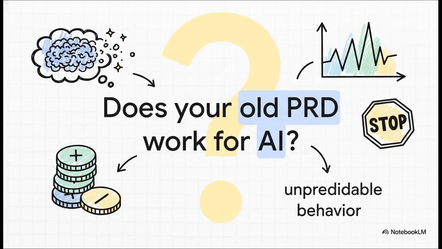I mean, really think about it for a second. Does your standard PRD template have a section for hallucinations or token costs? What about the fact that your model's behavior isn't always 100% predictable? If that sounds familiar, you are in the right place. We're going to figure out how to adapt.